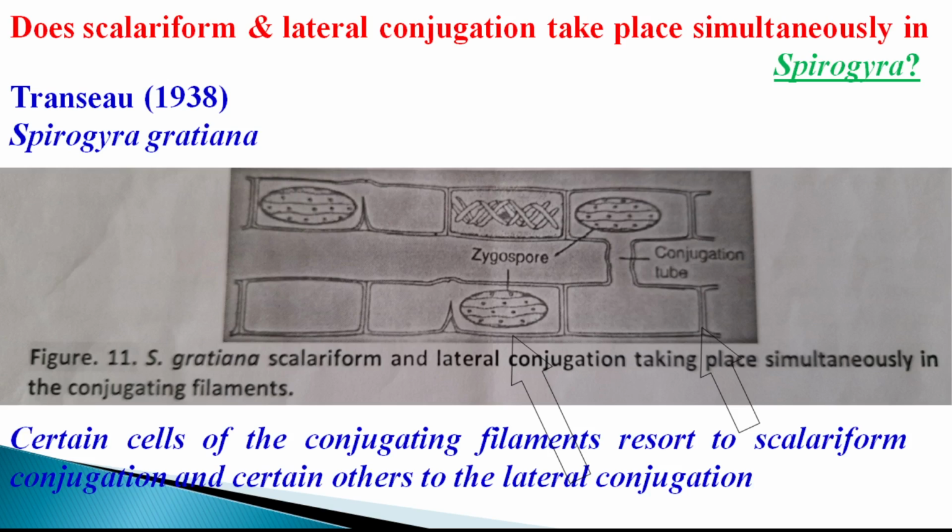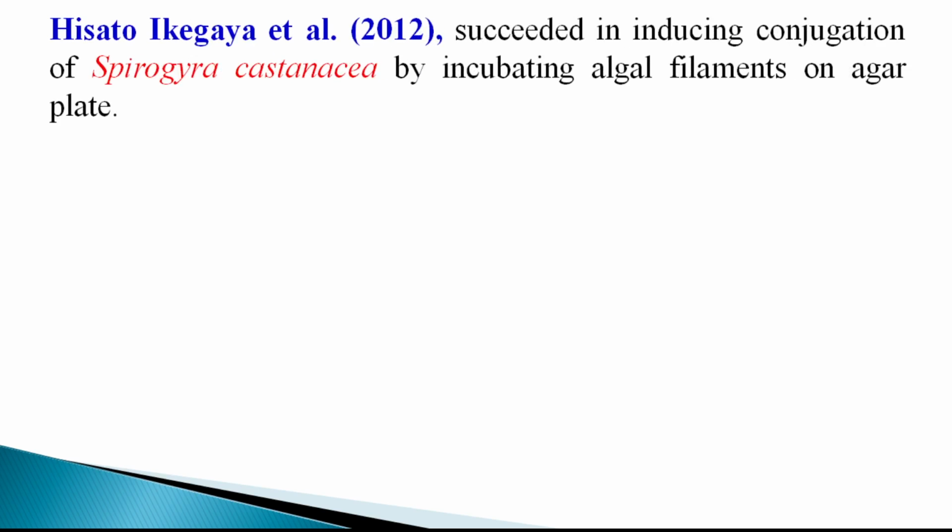This is what we are discussing about scalariform conjugation. Since 1938 till this decade, many people have been trying to investigate such phenomena at the laboratory level also. A very recent finding is the contribution of Hisato Akegaya and co-workers, who published in 2012 a very interesting finding in a species called Spirogyra castanacea.